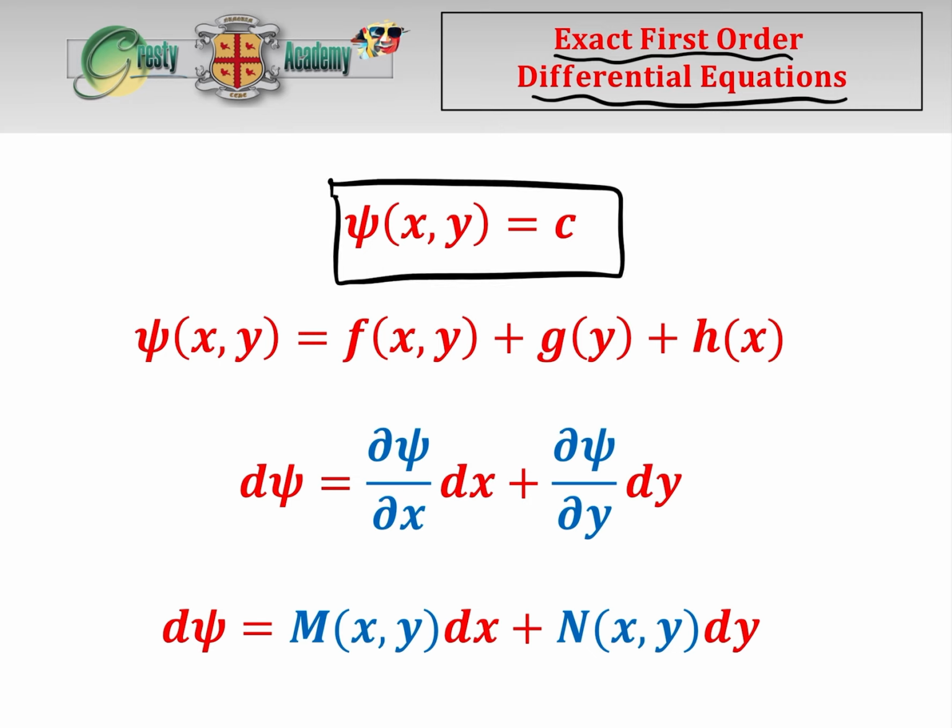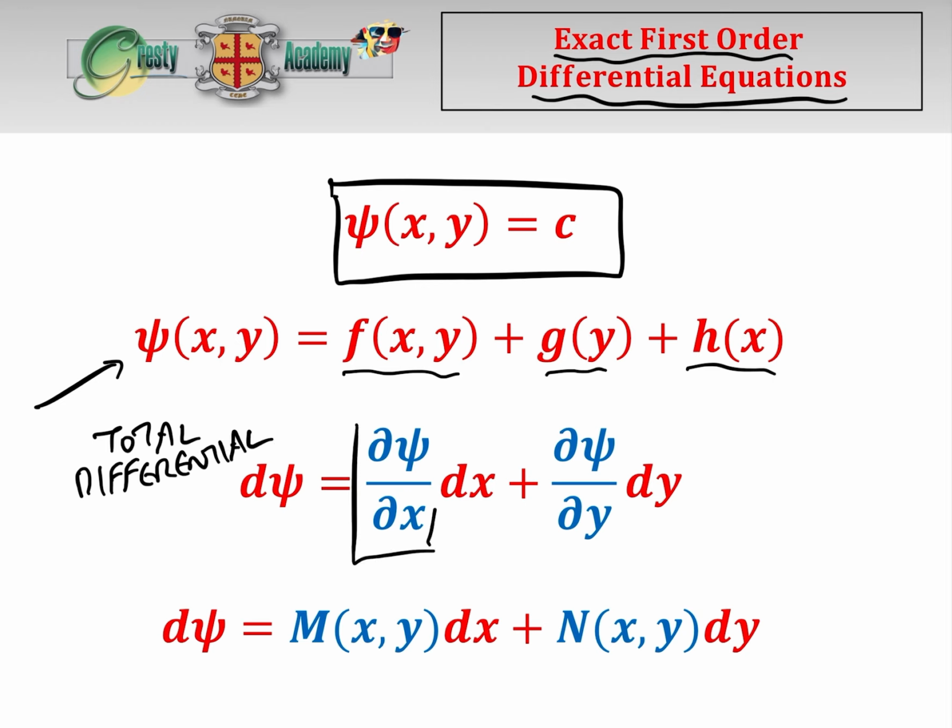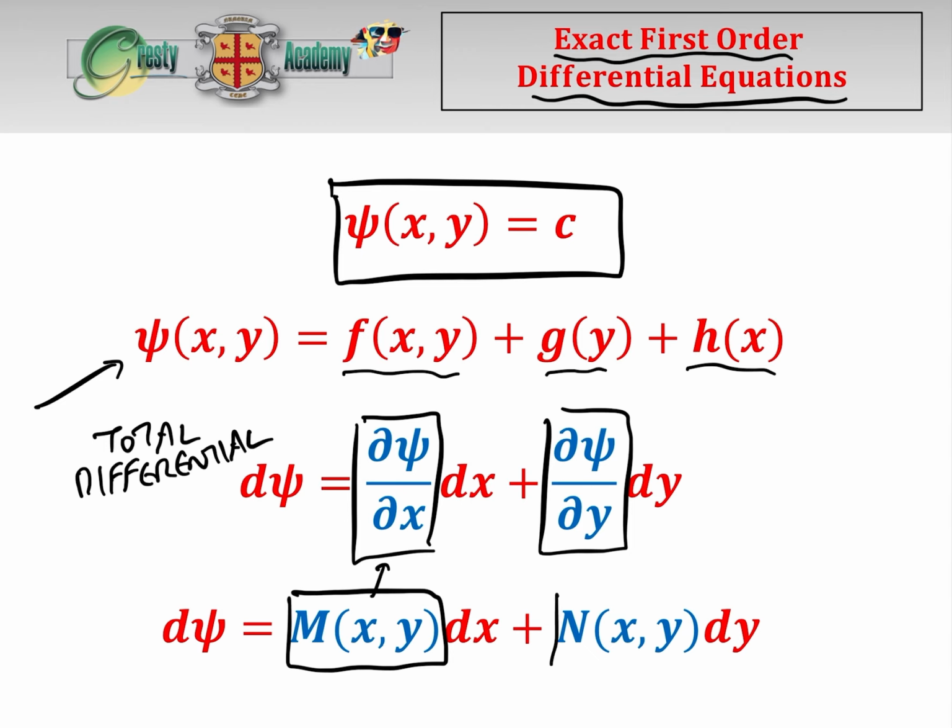This is the solution here, where psi of x,y equals c, some constant, and we can rewrite psi as some function f of x,y add g of y add h of x. Now, this is called the total differential. The total differential d psi is equal to the partial derivative d psi dx add the partial derivative d psi dy. And what we do is we call d psi dx M of x,y, and we call d psi dy N of x,y.